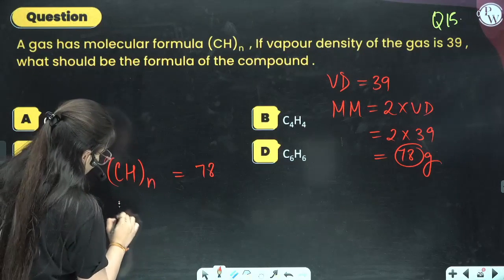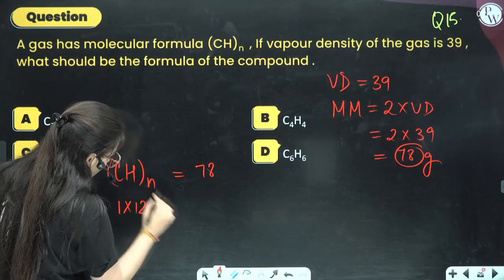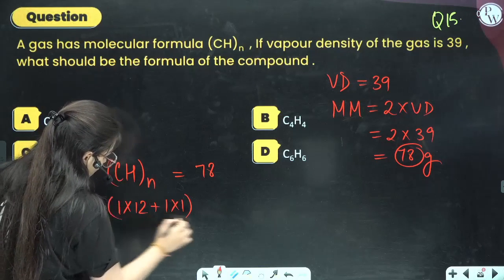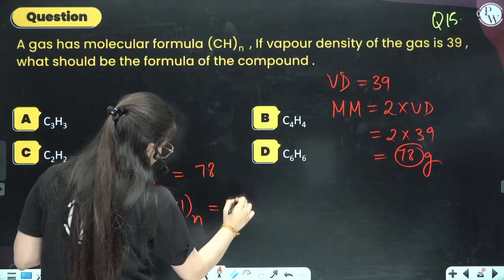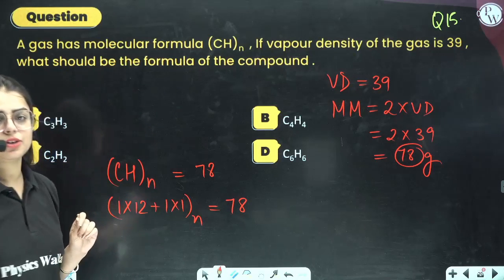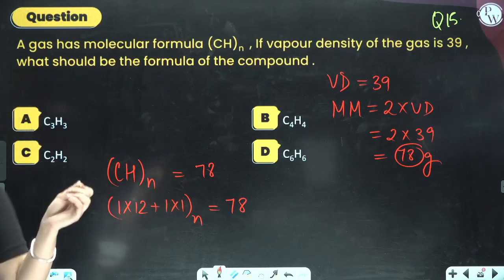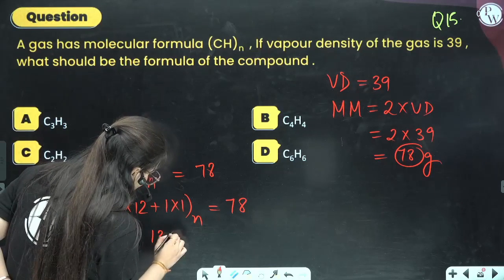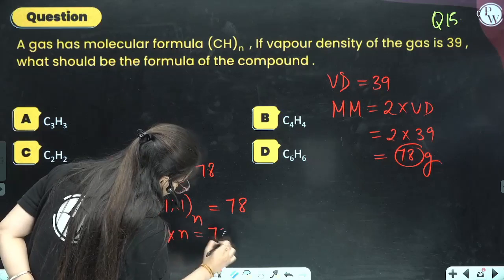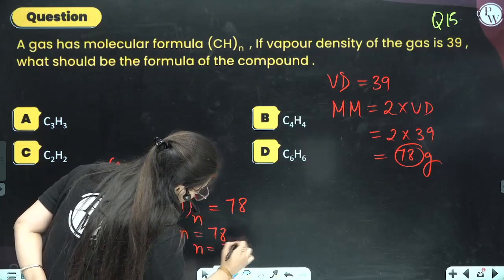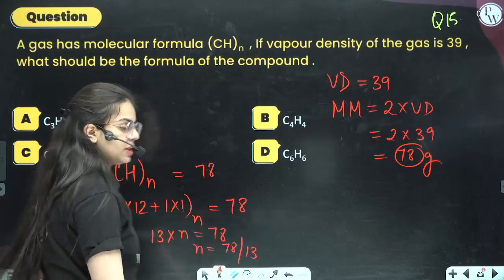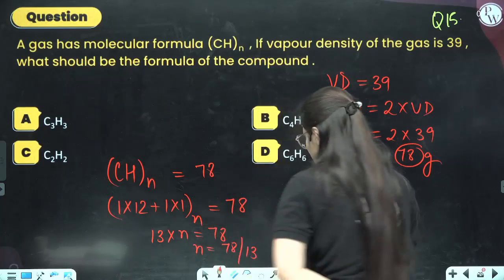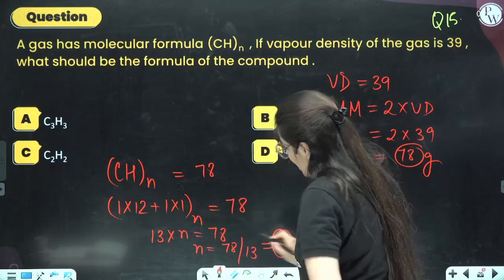What is the mass of carbon? It is 1 into 12, plus 1 into 1 for hydrogen, and the formula is written as (CH) n, equivalent to 78. This is 12 plus 1, which is 13. So 13 into n is equivalent to 78. n comes out to be 78 divided by 13, which is 6. So the n value comes out to be 6.